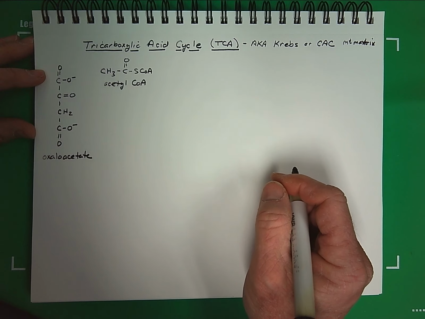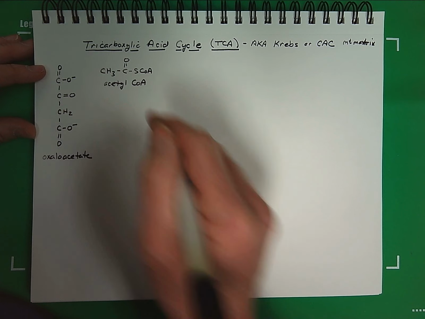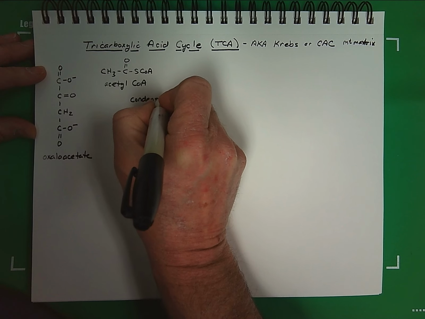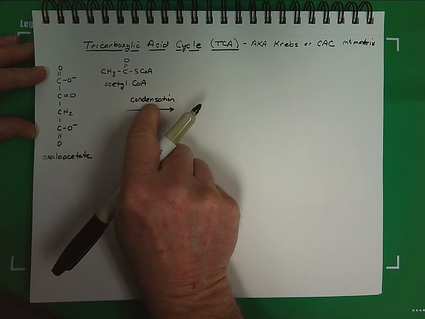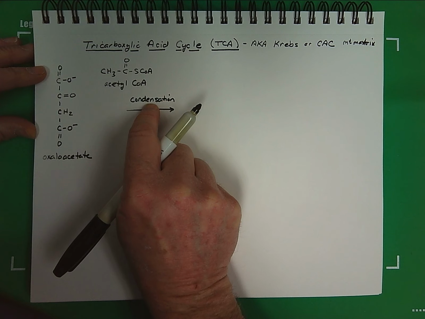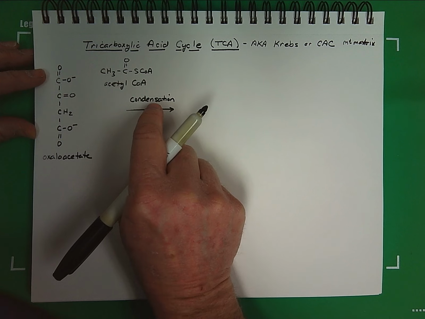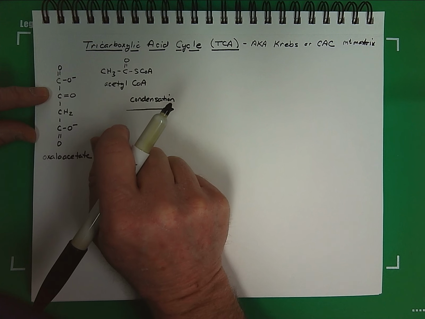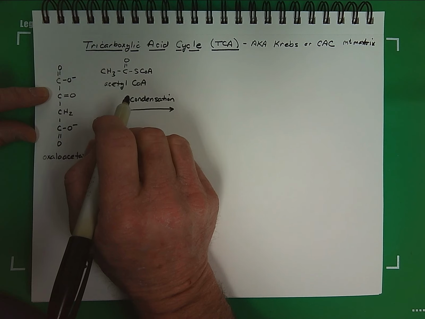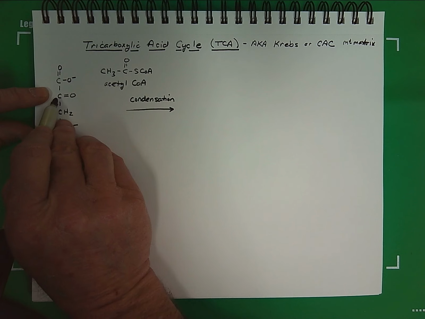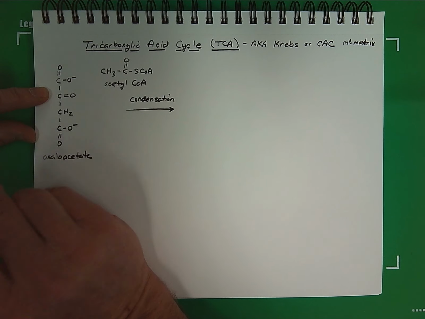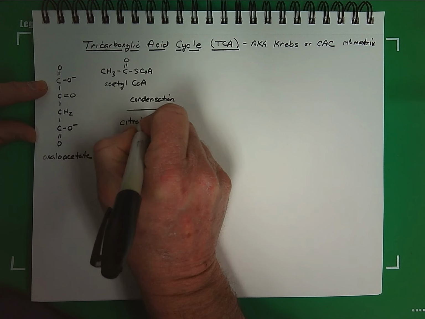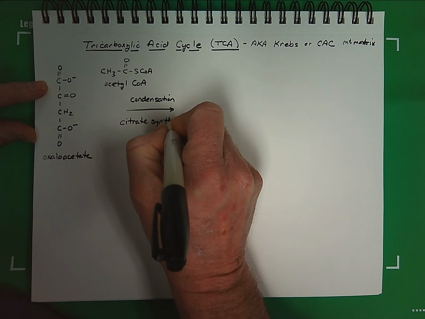So the first reaction of the TCA cycle is a condensation reaction. In other words, we are going to be creating a new carbon-carbon bond, and this is a condensation reaction to attach the acetyl-CoA onto the oxaloacetate. Precisely what we are going to do is be adding this carbon onto the number 2 carbon of oxaloacetate. This reaction is done by an enzyme called citrate synthase.